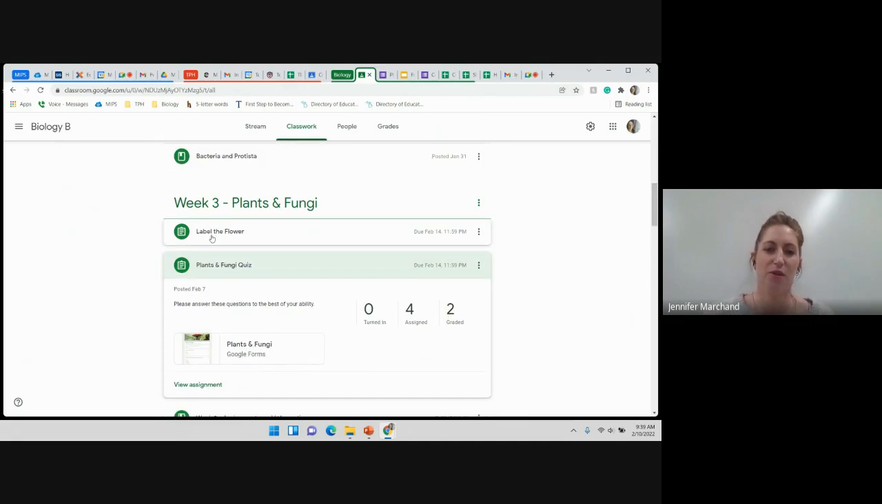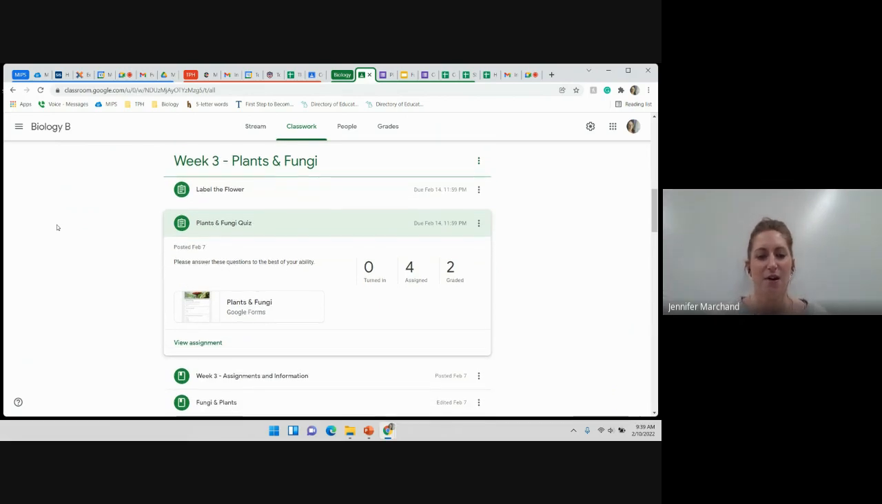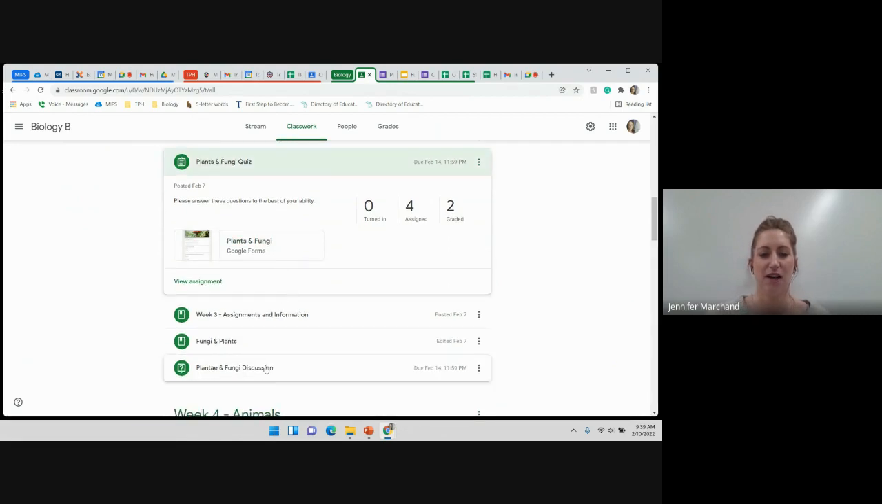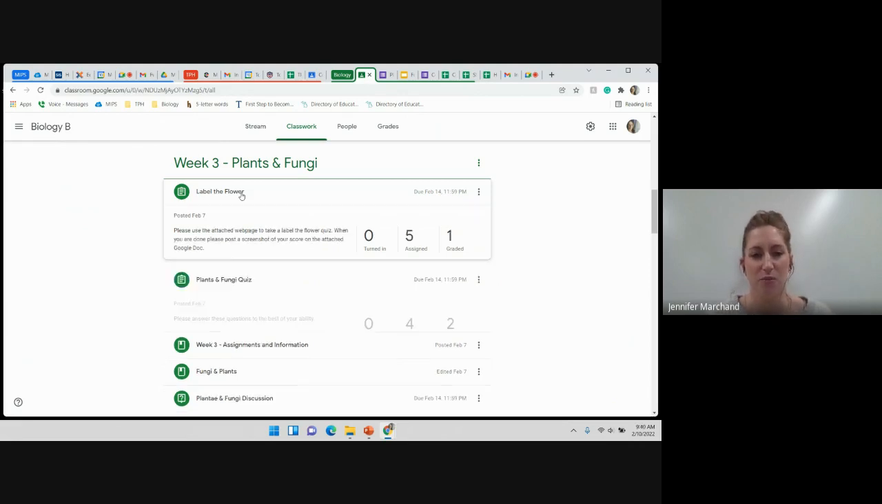We're also going to label the parts of the flower. So the assignments that you guys have due on Monday evening are the plants and fungi quiz, the plants and fungi discussion, and then the label the flower assignment. So with the label the flower assignment, I'm going to open this up for you.